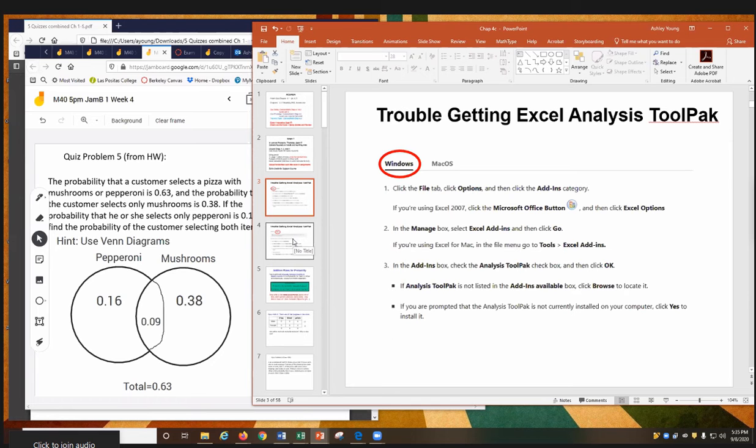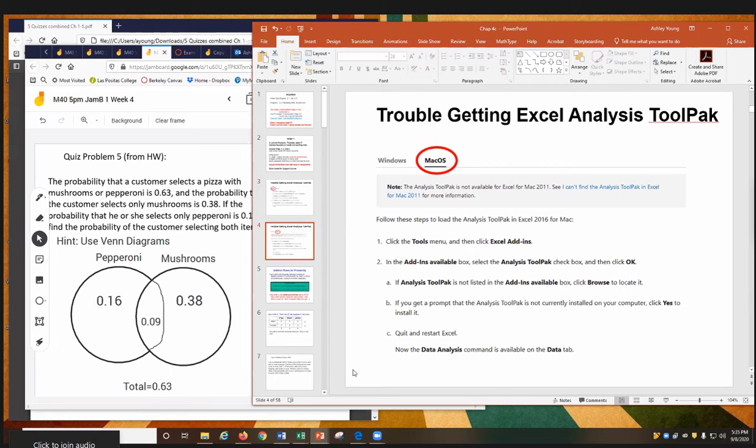If you have a Mac, then you want to take a picture of this one. It's slightly different. In the Mac, you'll use the Tools menu with the Excel add-ins. So if you have a Mac, you should take a picture of this one instead. It will make your life much easier. Otherwise, you won't be able to do it. And again, these work with Office 365. So I'll move on. Take a picture now because I'm moving on in 5 seconds. 4, 3, 2, 1.